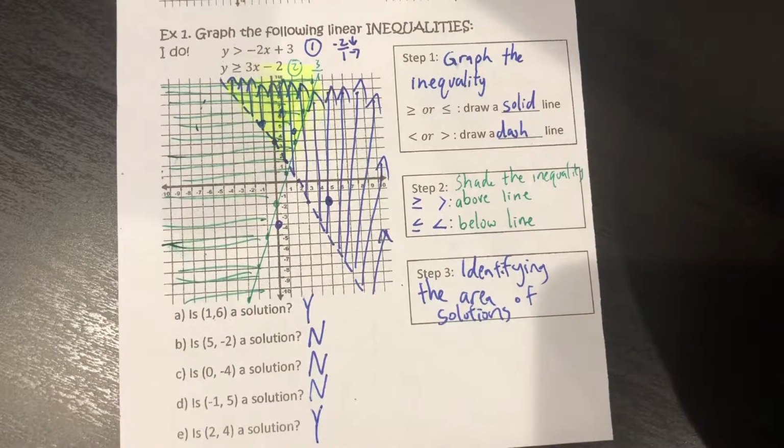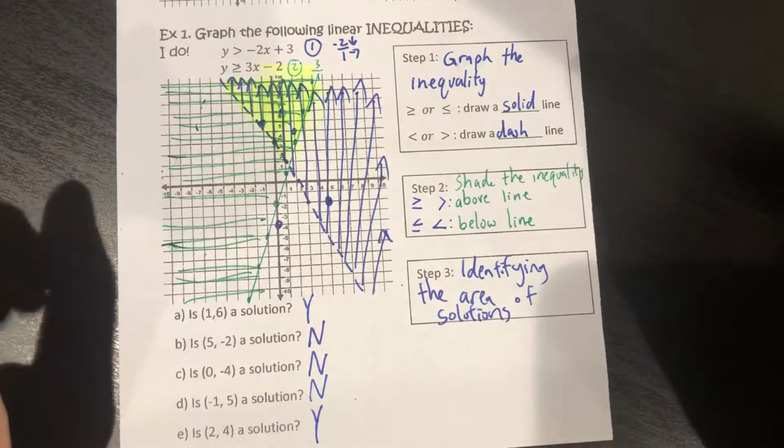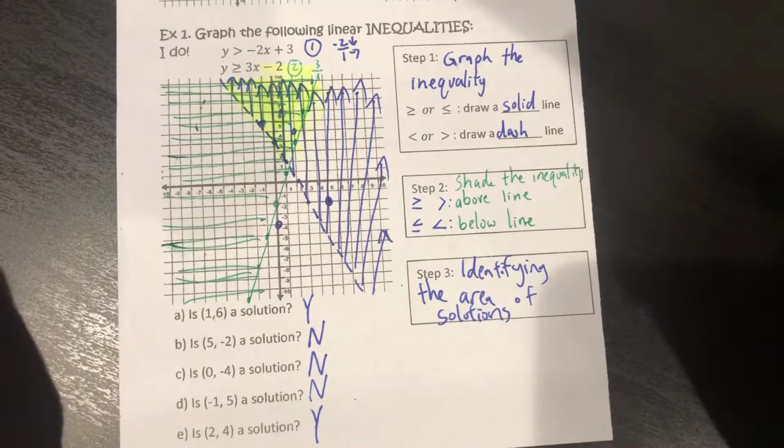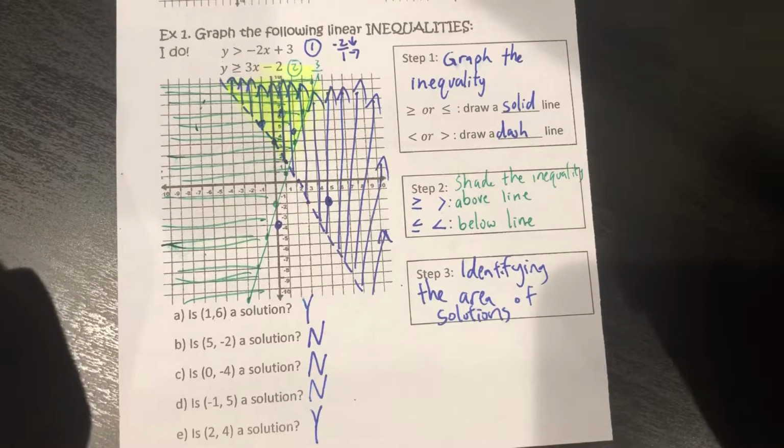So there is your first example. Go ahead and try the We Do. Try it by yourself first. Ask the neighbor. Ask me if you need help. If you want to check your answer, you can go on to the next video to watch.